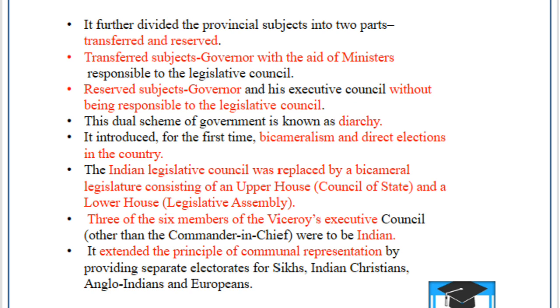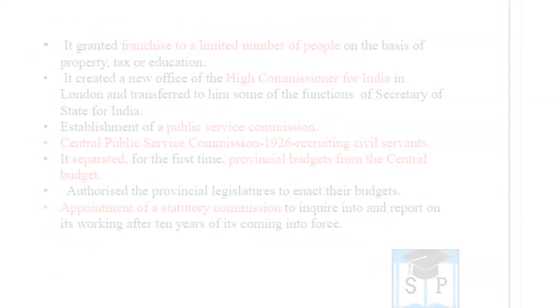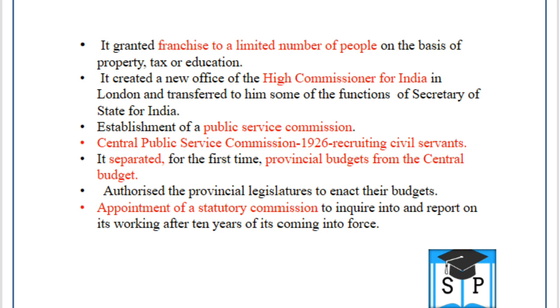This act also required that three of the six members of the Viceroy's Executive Council, other than the Commander-in-Chief, were to be Indian. This act also extended the principle of communal representation by providing separate electorates for Sikhs, Indian Christians, Anglo-Indians and Europeans. Earlier, communal representation was only for the Muslims.